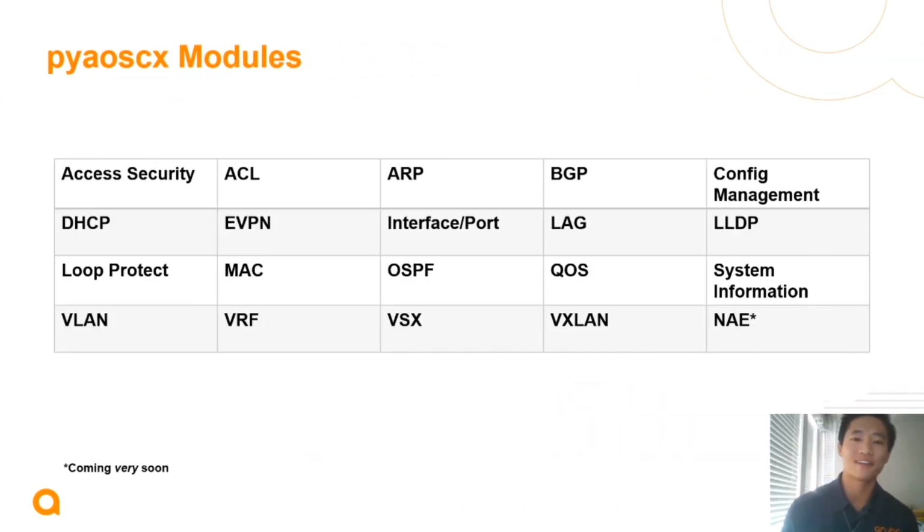At the time of the making of this video, these are the modules available in pyaoscx, and this list is only going to grow over time as we add more modules. Now, modules are organized by feature. What that means is, for example, the VLAN module contains functions to create a VLAN, to delete a VLAN, to create a VLAN interface, delete a VLAN interface, and so on.